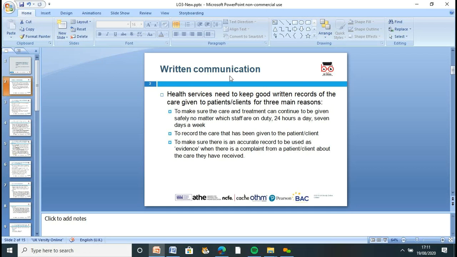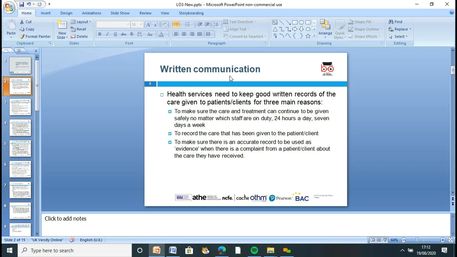The first reason is to make sure that the care and treatment can continue to be given safely, no matter which staff are on duty. So this can be 24 hours a day, 7 days a week. It doesn't matter if Yvonne was treating a patient first. When Chidi comes over 12 hours later, he knows that Yvonne has given an insulin injection. So he knows at what time he can give it and what's the appropriate step to take next.